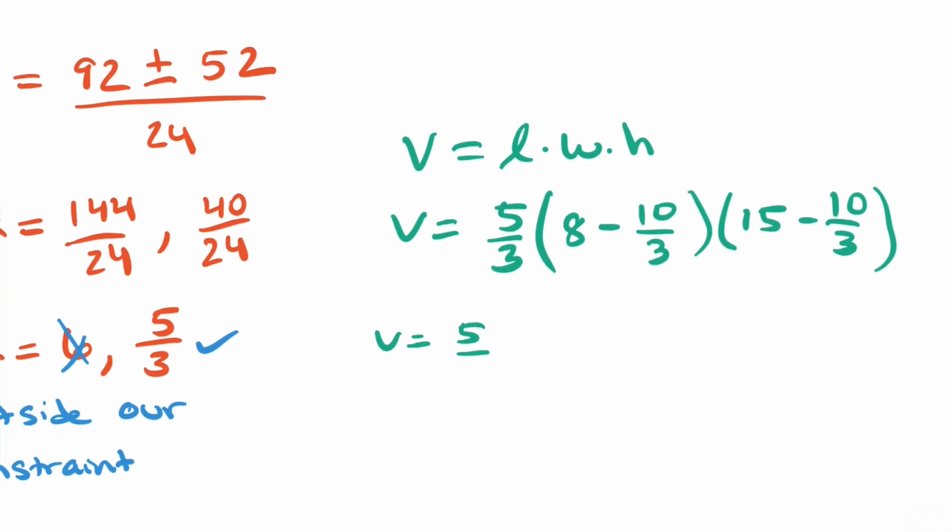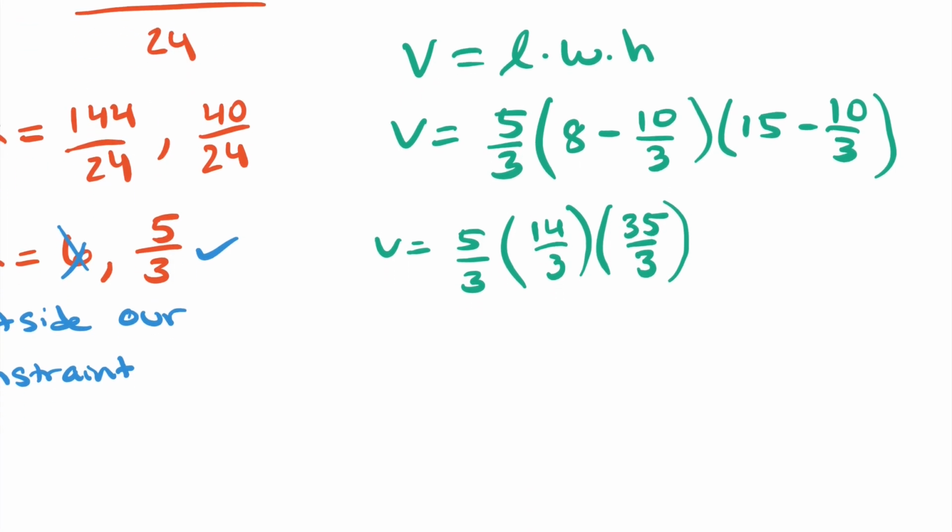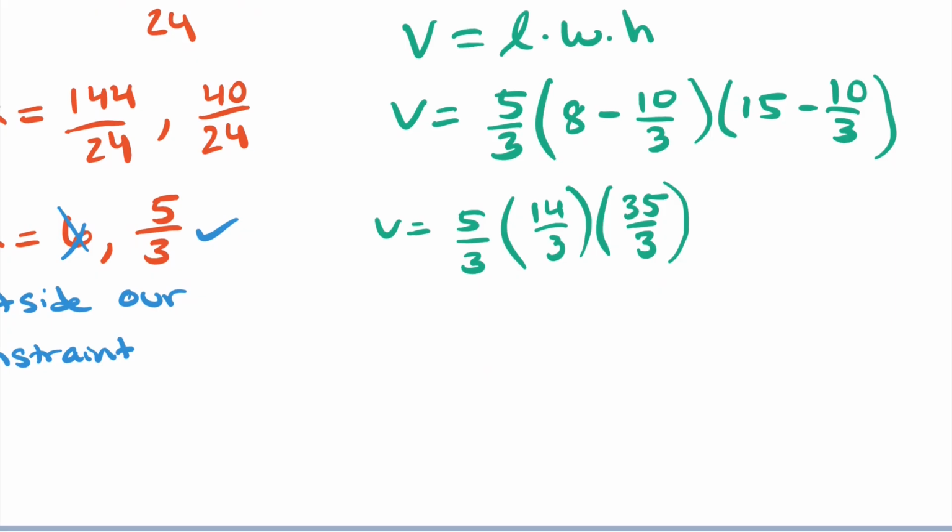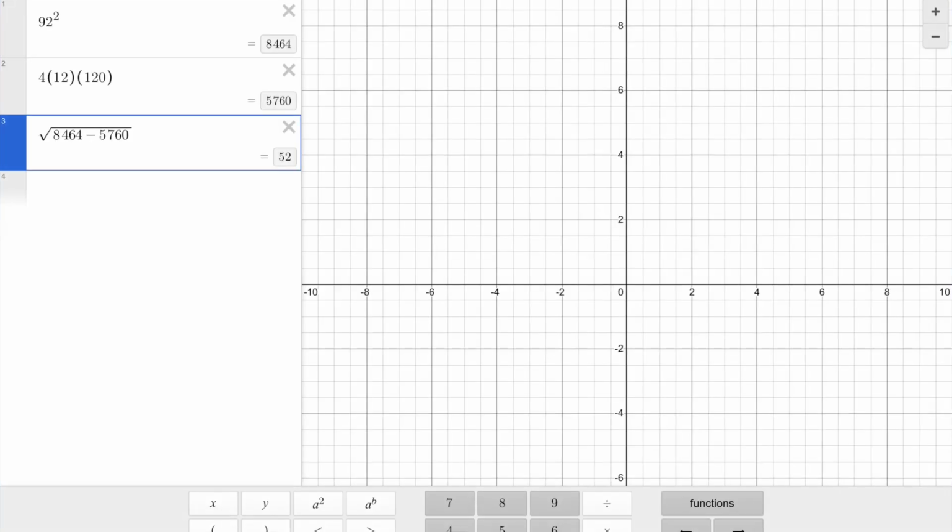Now, just for the heck of it, I'm going to put this all in terms of thirds. So when we're doing this, 24 thirds minus 10/3 is 14/3. 15, 30, 45 thirds is 35 thirds. Okay? 5, 14, and 35.